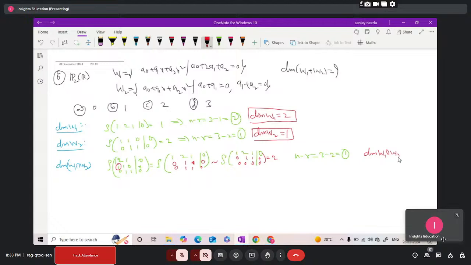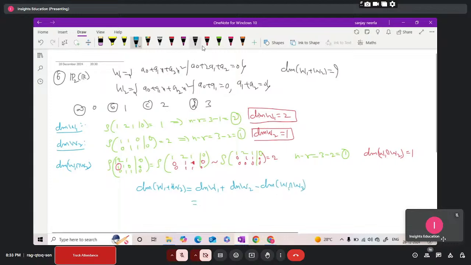C, sir. 2, 1. We know the formula. What is the formula? The dimension of W1 plus W2 is equal to dimension of W1 plus dimension of W2 minus dimension of W1 intersection W2. The first result is 2 plus 1 minus 1. So the answer is 2, and the answer is C. Okay, C is the answer.